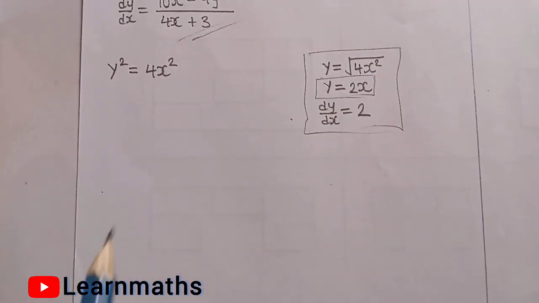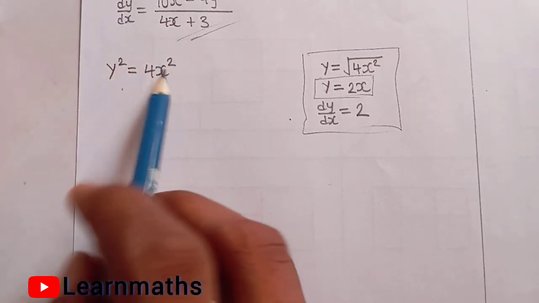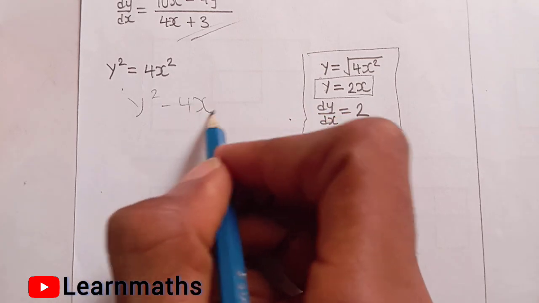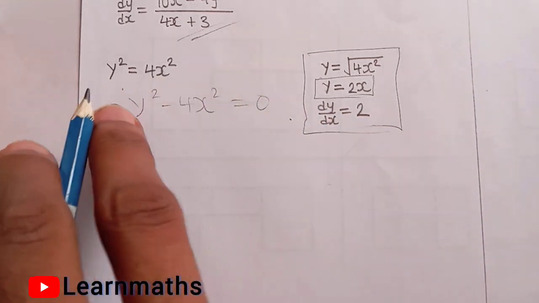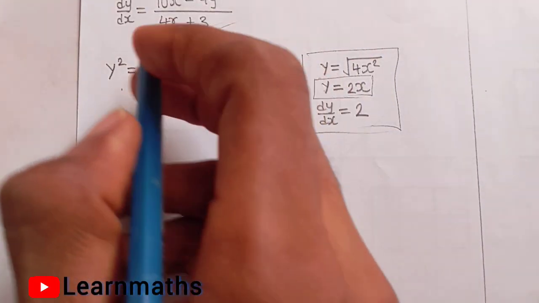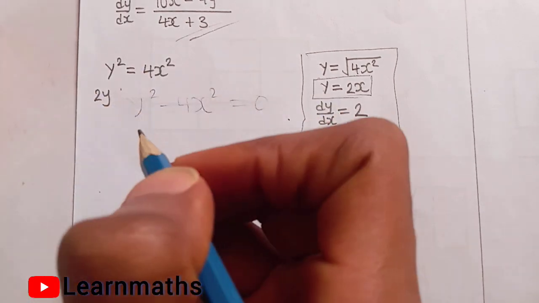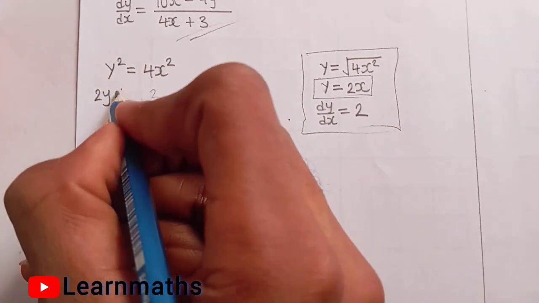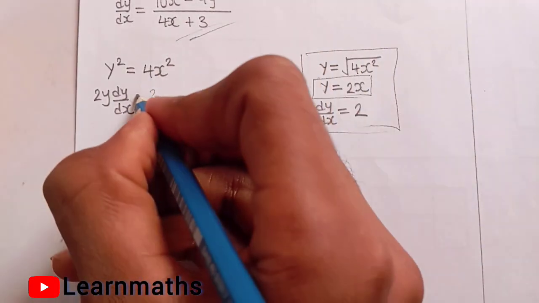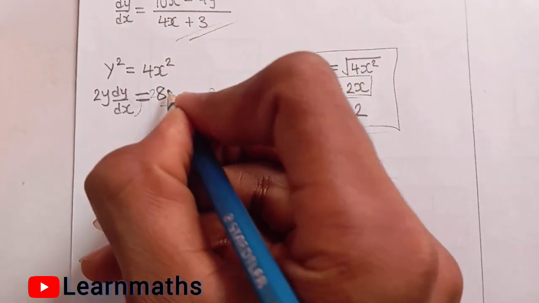Now let's try using implicit differentiation here, as I'm going to be differentiating both x and y. You can decide to rearrange this as y square minus 4x square equal to 0, but I'm just going to go straight to differentiating both terms as they are. So the differential of y square is going to be 2y. Then remember to always attach your dy dx whenever you differentiate y. Now on this other side we have 4x squared, so the differential of 4x squared is going to be 8x.